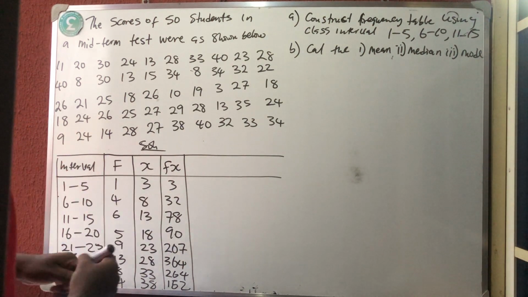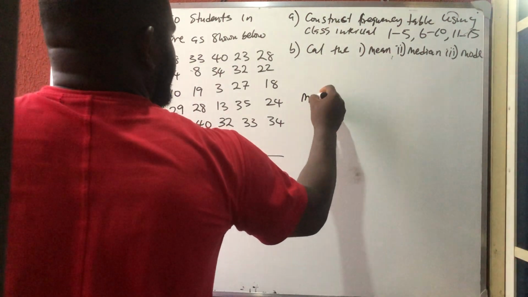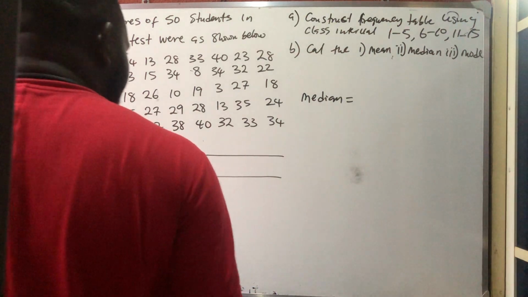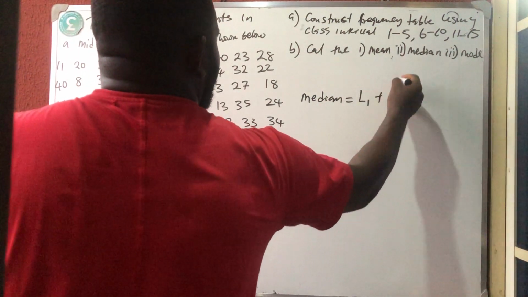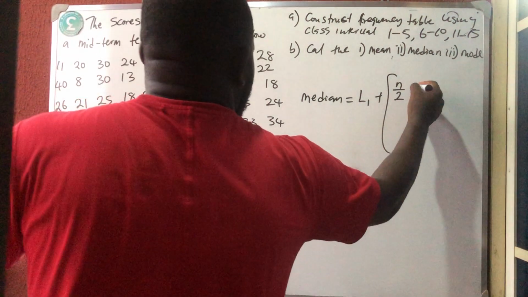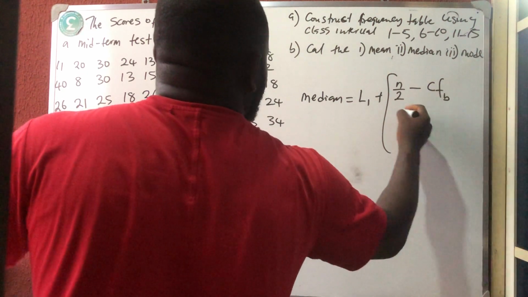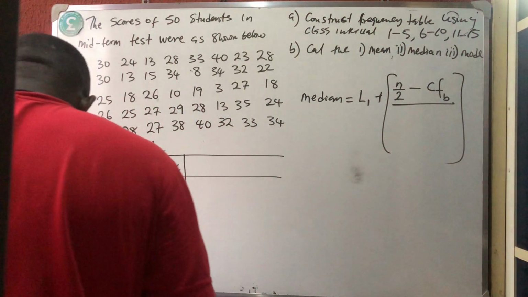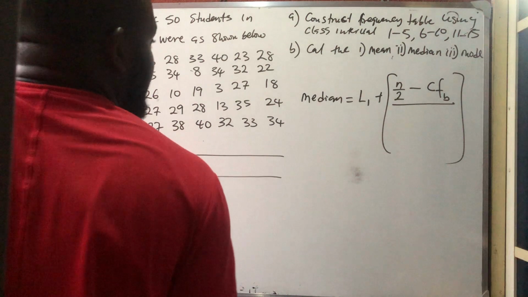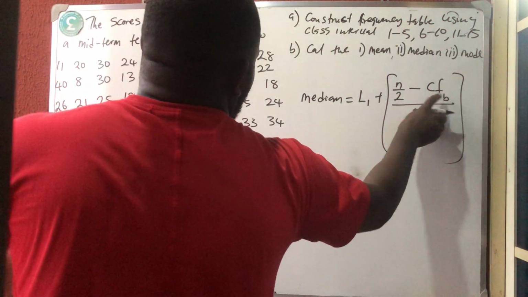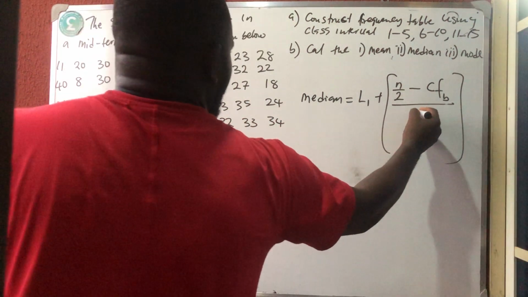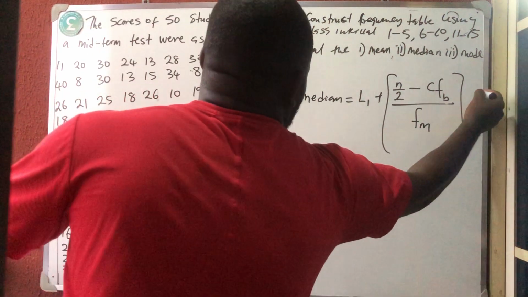Now for the median, don't forget the formula. Median is equal to L1, all of them start from L1, plus half of the summation of frequency minus the cumulative frequency before the median class, divided by the frequency of the median class, then all times C. Don't forget.